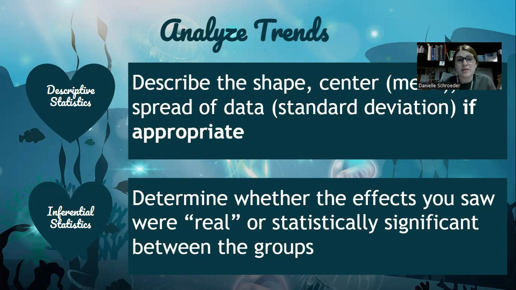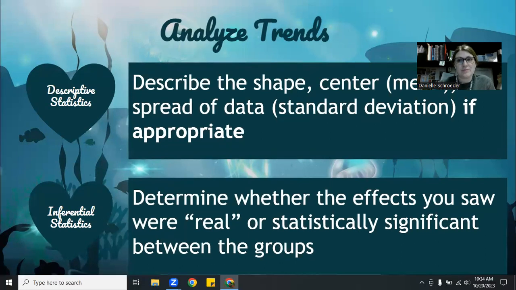In descriptive statistics, we're describing the shape of the data, the mean, the standard deviation. If you don't know what that is, don't worry, we'll get there. And then in inferential statistics, we're determining whether the effects that you saw were real or statistically significant between the groups, right? We're trying to find out if that difference you see is in fact due to the independent variable.